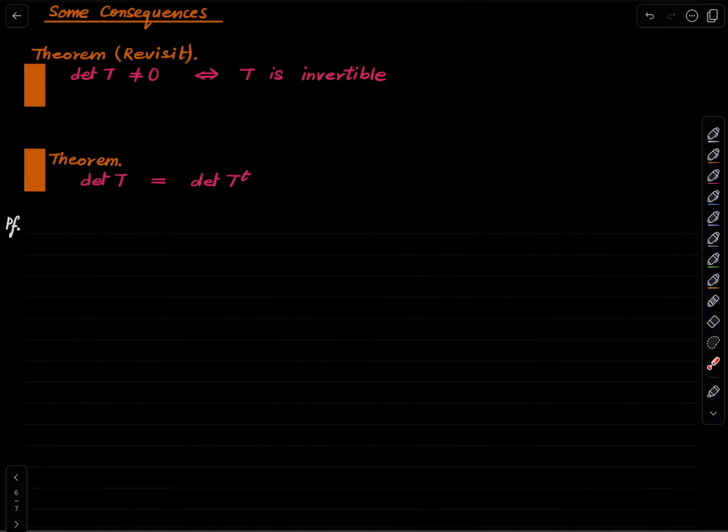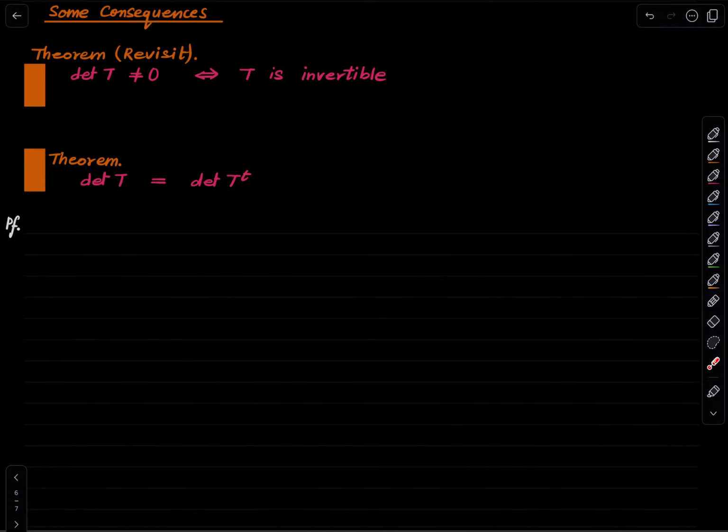So this being non-zero just means that 0 is not a root of the minimal polynomial of T, which means 0 is not an eigenvalue of T, which means T is invertible. So this is a chain of reasoning, but it should be obvious by now.